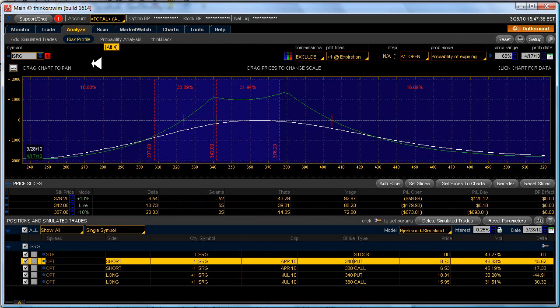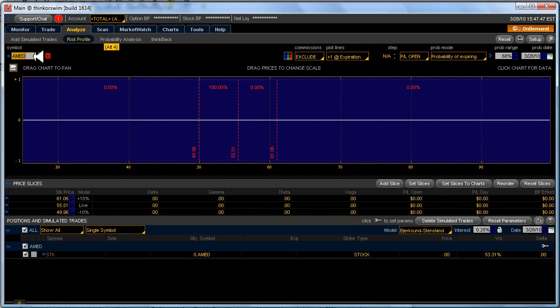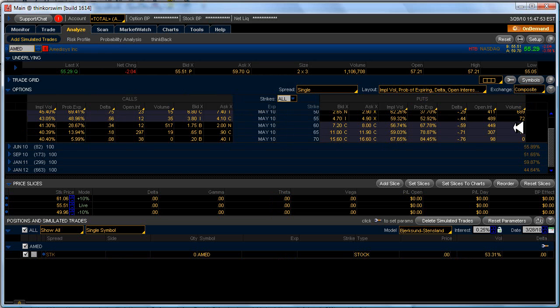And this is the picture of Intuitive Surgical, and we'll cover that a little bit later. But the first thing I wanted to do was look at the 2 candidates that we have. And the first one we want to look at is AMED. And we'll go to Add a Simulated Trade.